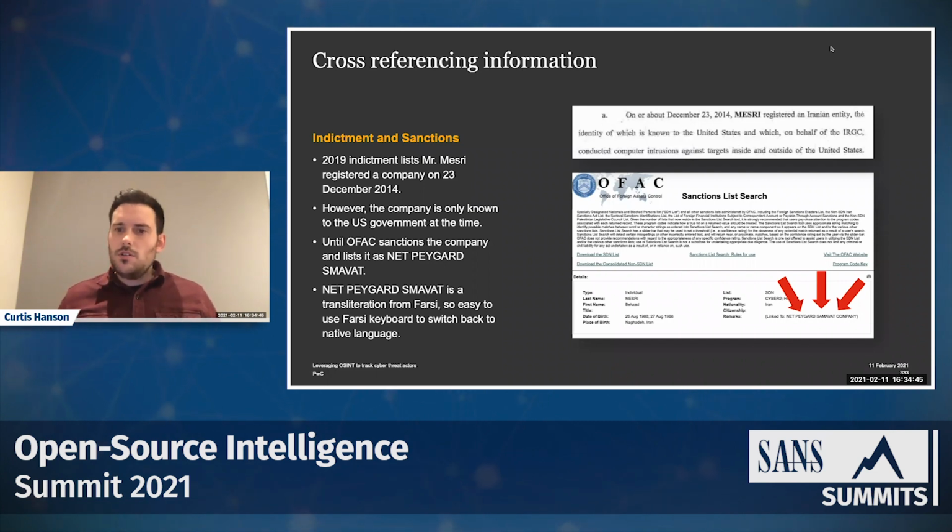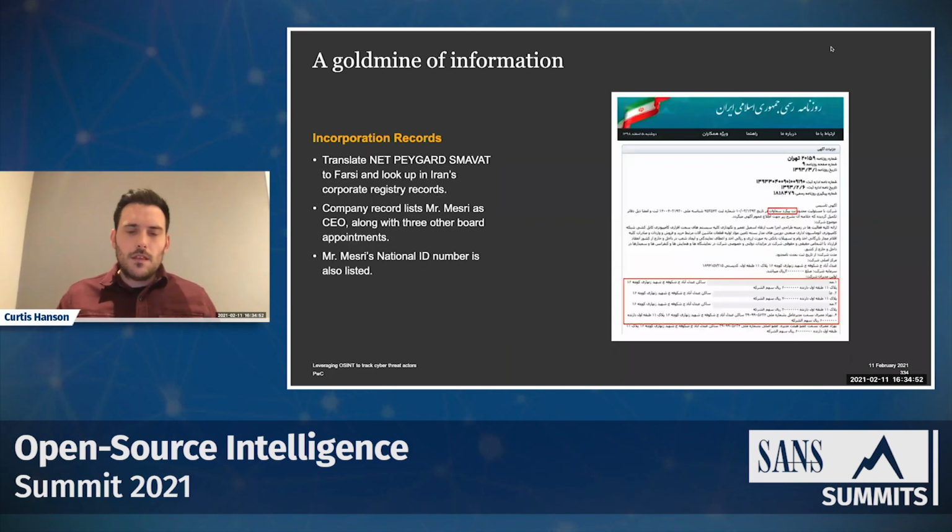So I wanted to look this company name up and maybe get a little bit more details that could help in my investigation. So I popped that name into Iran's corporate registration records, and boom, it actually is a gold mine of info. I see it's been registered. I see there's 3 other corporate board appointments on there, and I'll touch on them in the next slide. But I see Mr. Mesri is listed. He's listed as the CEO. This is all aligning with the indictment and everything like that.